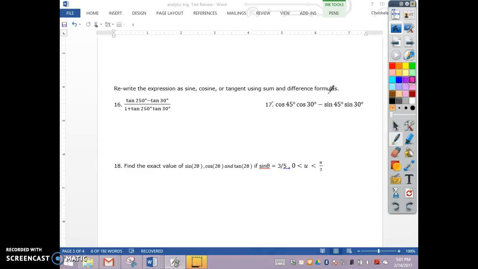Okay, recognizing sum and difference formulas. So when I look at this one, I have to look at the numerator when you have a tangent. This minus is going to match. So tangent of 250 minus tangent of 30, over 1 plus tangent of 250 times tangent of 30. I know it's a minus because of the numerator, so I'm going to subtract those, and that's 220.